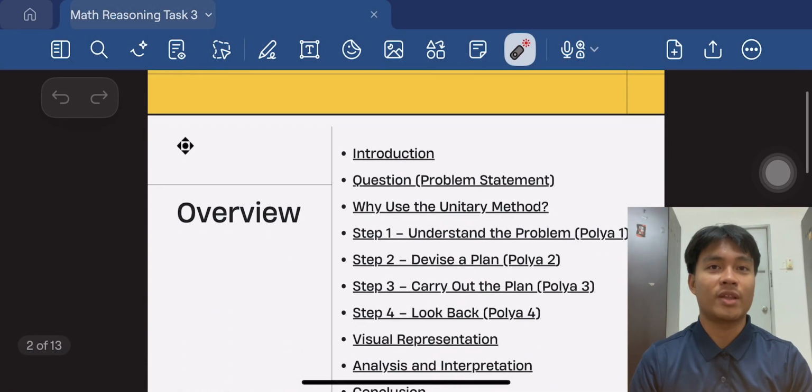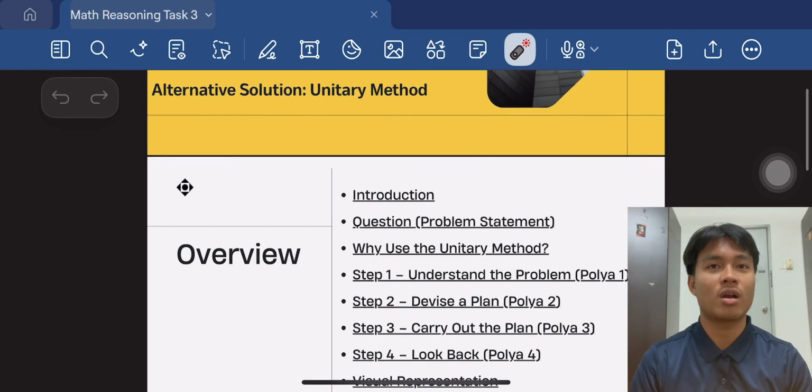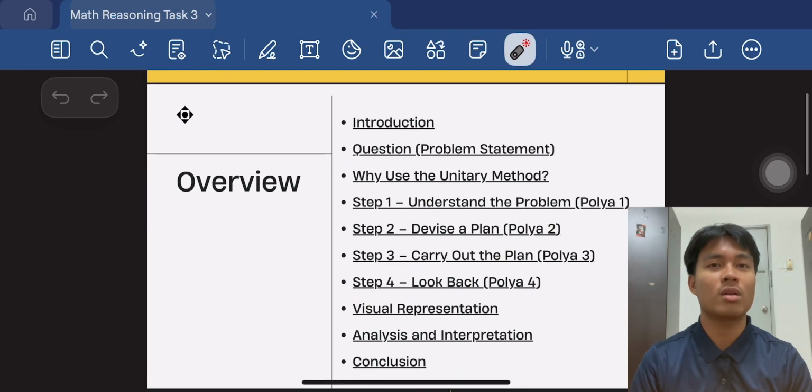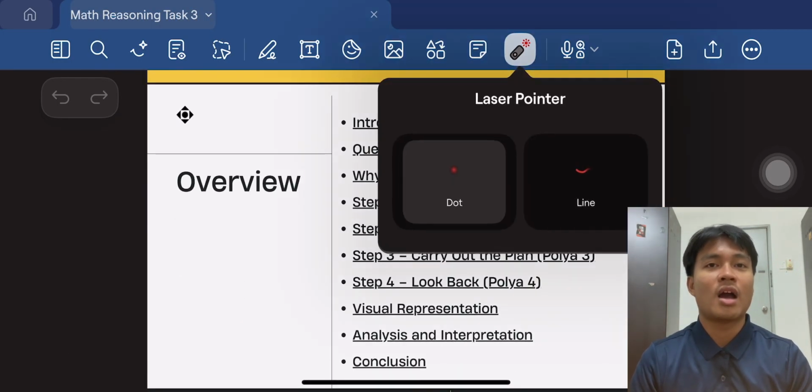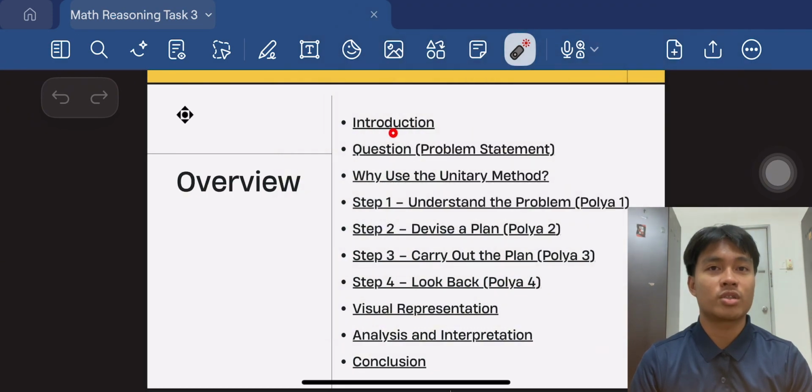Before we dive into the detail, here's a quick overview of what I will be talking about today. I will start with a short introduction, then move to the problem statement. After that, I will explain why I chose the unitary method and go through each step of the Polya problem solving process. We will also look at the visual representation, analysis and result, and wrap everything up with a conclusion.